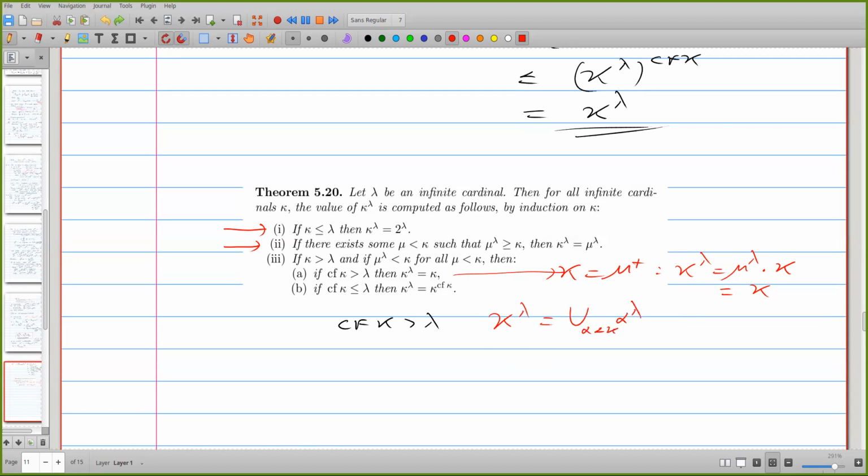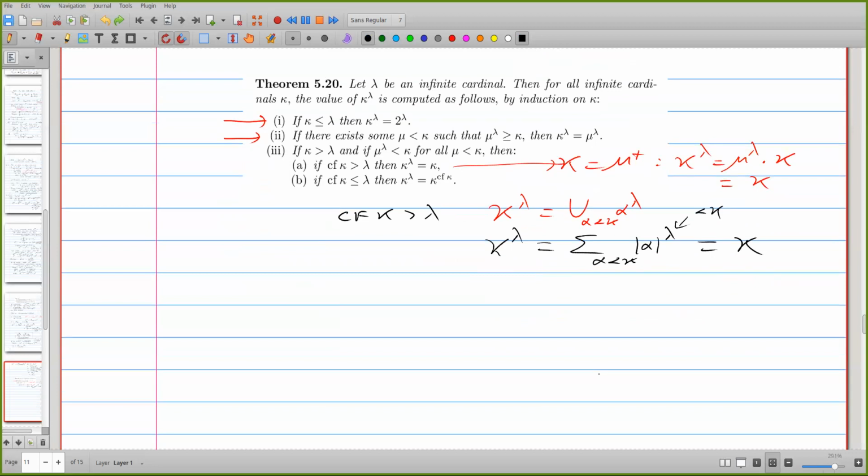The set of functions from lambda to kappa is the union of the sets and so on. Then this sum is equal to kappa because all the powers are less than kappa. That's our assumption. How many terms do we have? Kappa many. We get kappa times the supremum, and that is equal to kappa.